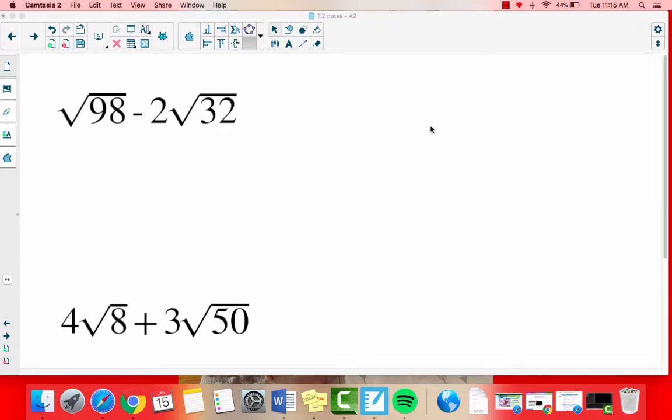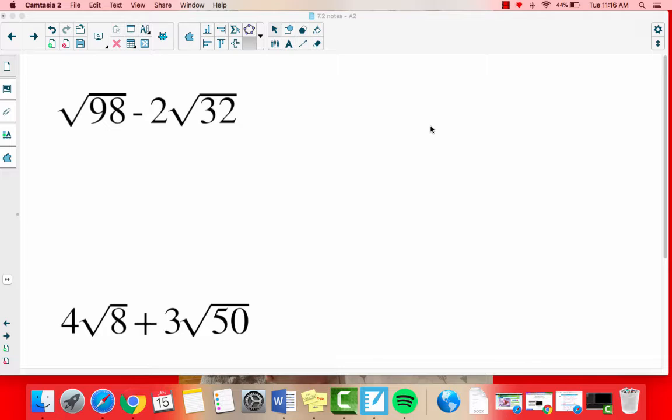The first thing to do is to add or subtract radicals. In order to do that, the key here is that you have radicals that have the same radicand. And remember, the radicand is the number underneath the radical sign. If you look at this first example, square root of 98 minus 2 times the square root of 32, you could type that in your calculator, but without a calculator, you could not combine these and subtract them because the numbers underneath don't match.